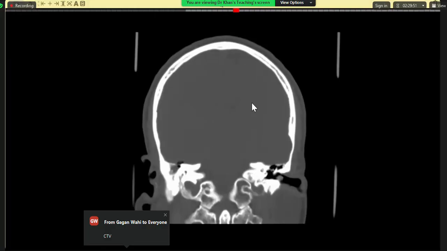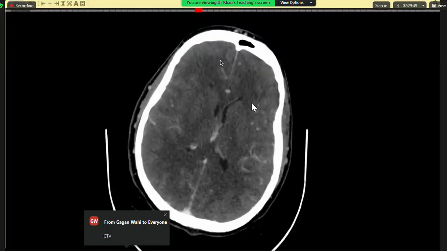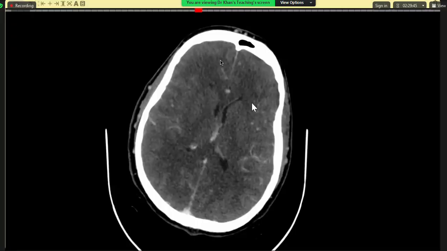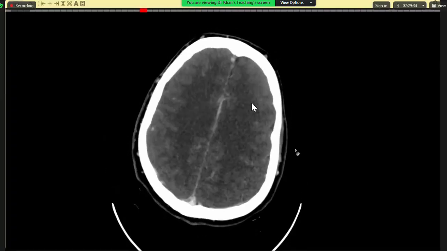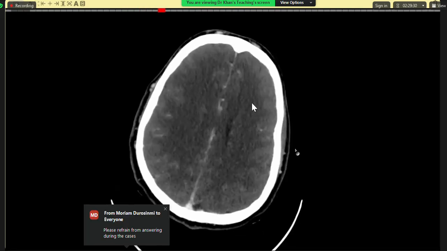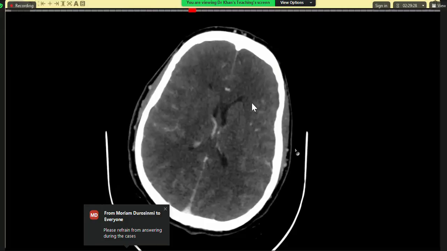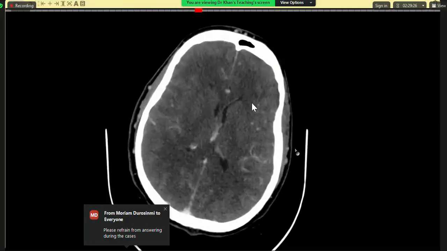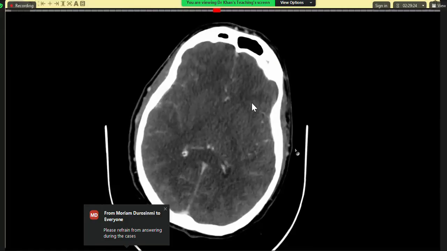Okay, so the answer is that you simply do a post-contrast scan. Simple as that. Please now look at this. This is post-contrast. Yes, in the post-contrast images, there is some more enhancement of the meninges on the right side.